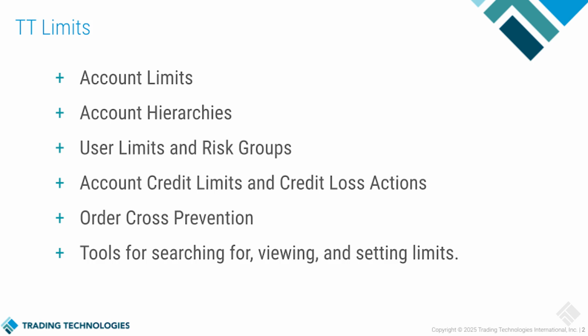Orders submitted with an account are checked against the limits of the account, as well as any limits on the parent accounts, so risk is based on the combined positions and working orders of all accounts in the hierarchy. So as we begin, we'll be clarifying some terms that we use in TT, and then we'll be looking at the account limits, account hierarchies, user limits and risk groups, account credit limits and credit loss actions, order cross prevention, and then some tools for searching, viewing and setting limits as well.